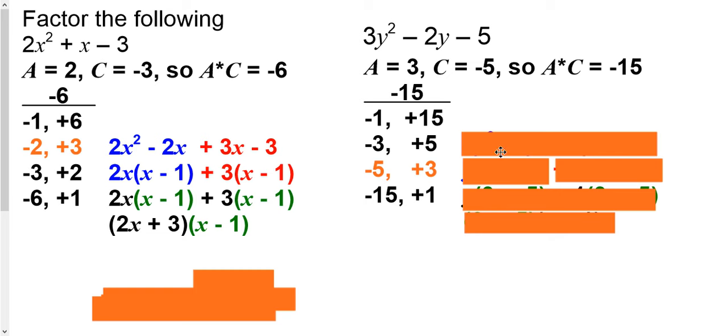So I'm going to put down my 3y squared, and then I'm going to put down my negative 5y and my plus 3y, because negative 5y and plus 3y is still that negative 2y that I had to begin with, still with that minus 5 at the end.